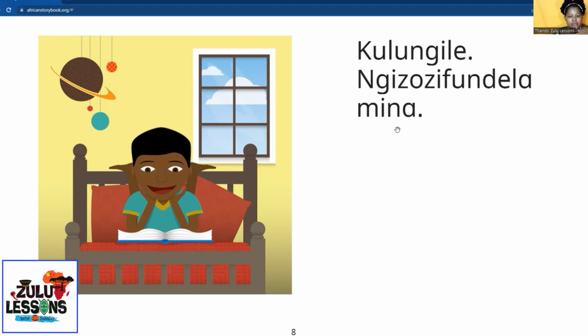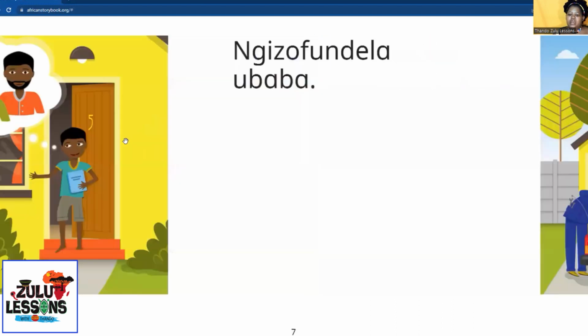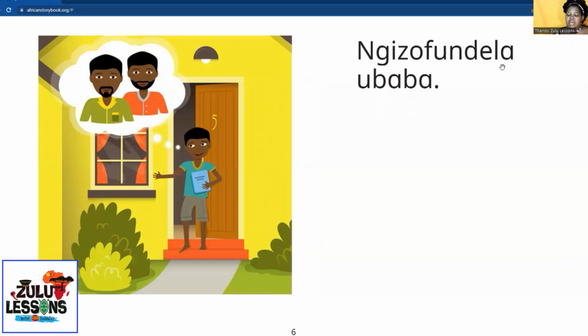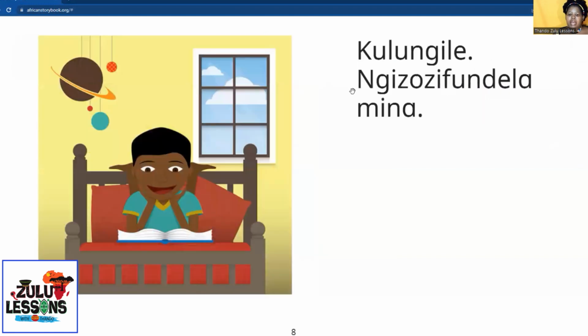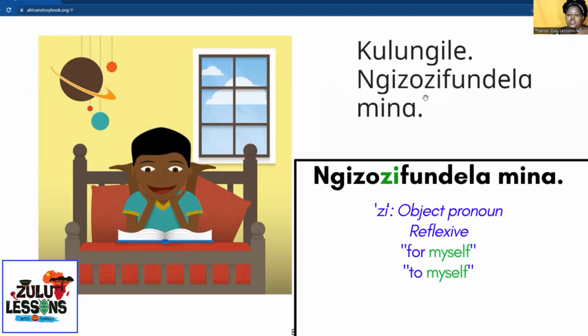Ngizozifundela mina. Let's see here. We've got ngizozifundela. We've got an extra article here. Compared to the other sentences that we were reading, they had ngizofundela, which is I will read for or I will read to. And now we have this extra article, which is z. This is reflexive. It is a reflexive object concord. It is saying myself. I will read to myself. I will read for myself. I will do this for me.